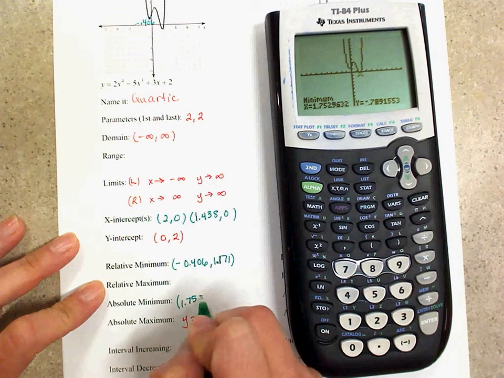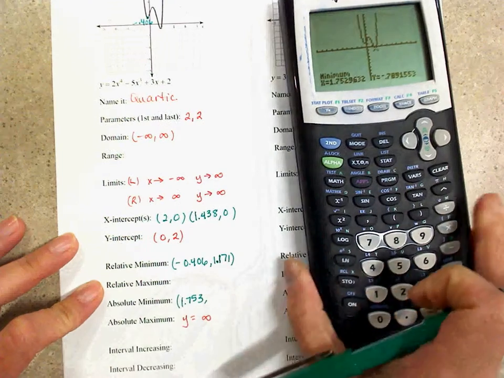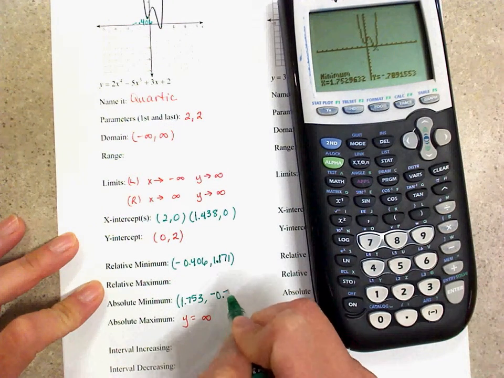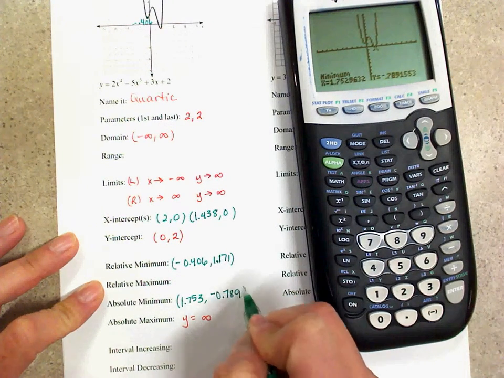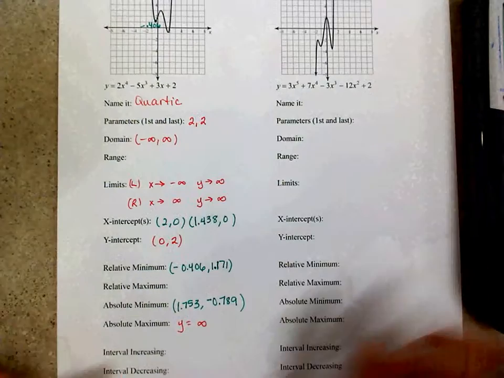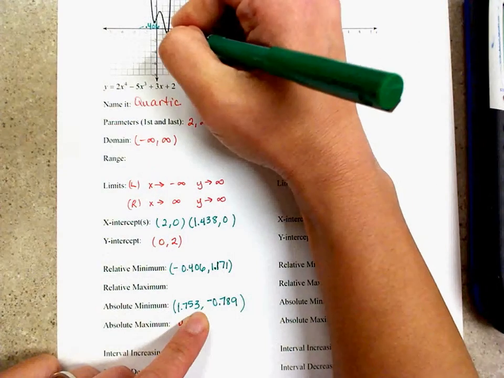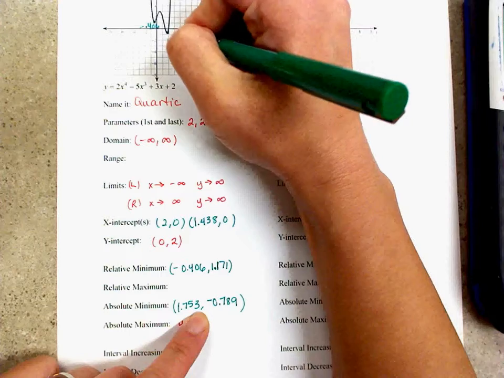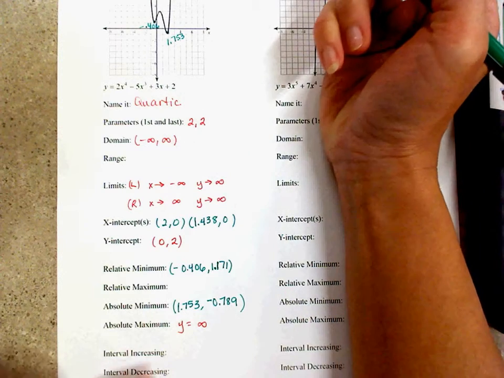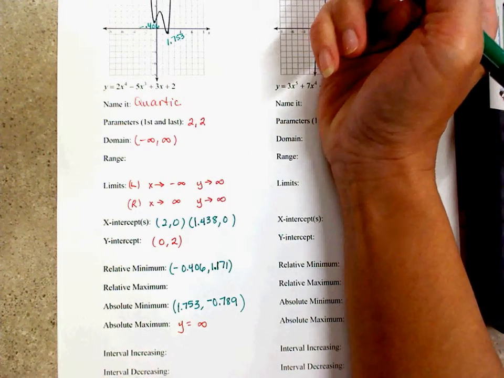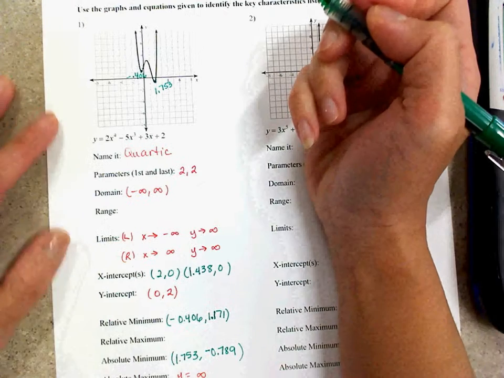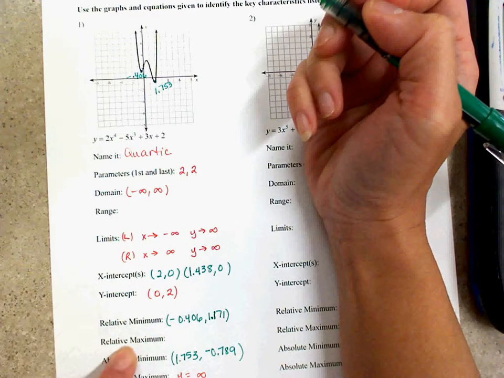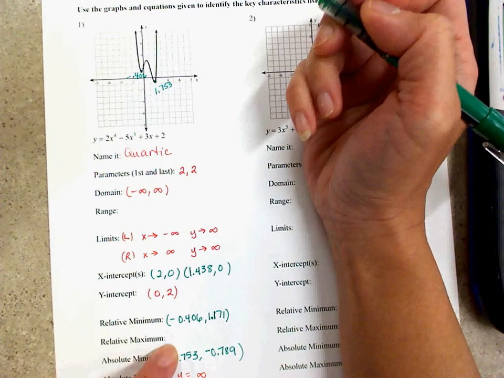1.753, comma, negative 0.789, okay? Write your point right here, 1.753. That's going to help you when we do interval increasing and decreasing in just a little bit. All right, so the only thing I'm looking for is your relative maximum. Let's go find that one first.